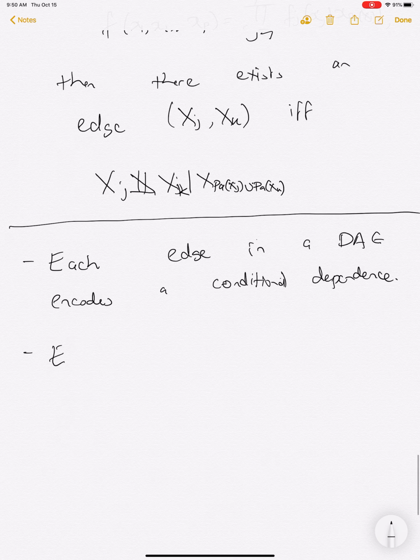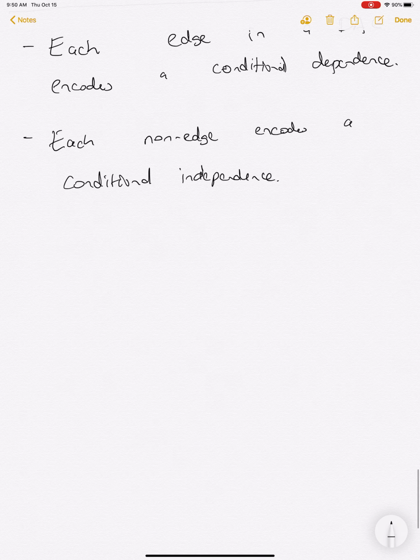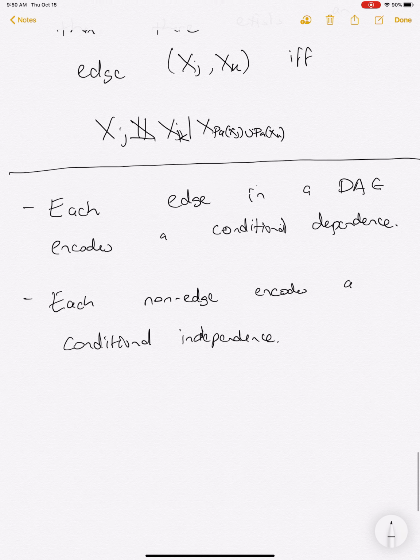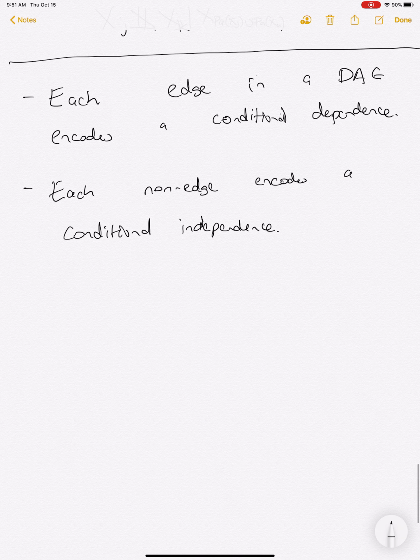And each non-edge encodes a conditional independence. Okay. So this definition is a little bit to take in, so let's just spend some time on some examples.